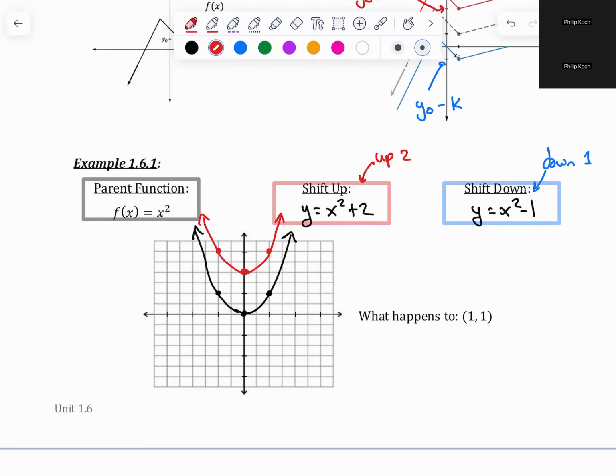And then x squared minus 1, that has the same kind of deal, except now we're shifting down. So all the x coordinates stay the same, but the y coordinates get decreased by 1. So instead of being at negative 1, 1, we're going to shift down to negative 1, 0. Instead of 0, 0, we're going to get shifted down to 0, negative 1. Instead of 1, 1, we're going to get shifted down 1 unit to 1, 0. And then we'll graph the exact same shape.